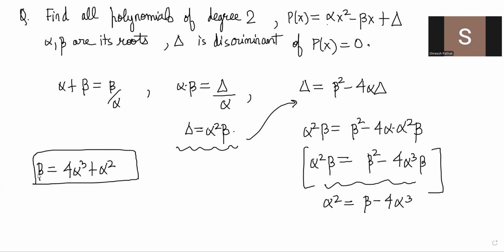And now we'll use this in the first relation. You'll get alpha plus 4 alpha cube plus alpha square is equal to 4 alpha cube plus alpha square by alpha, which is 4 alpha square plus alpha.